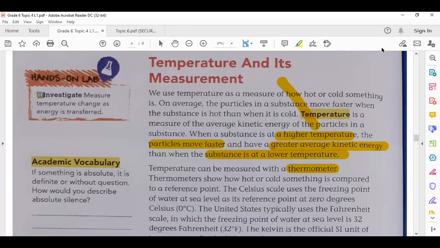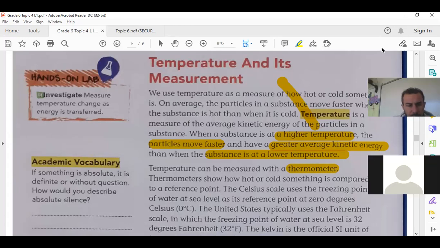We have degrees Celsius, degrees Fahrenheit, and kelvins. Excellent, excellent. So we have the 3 scales.